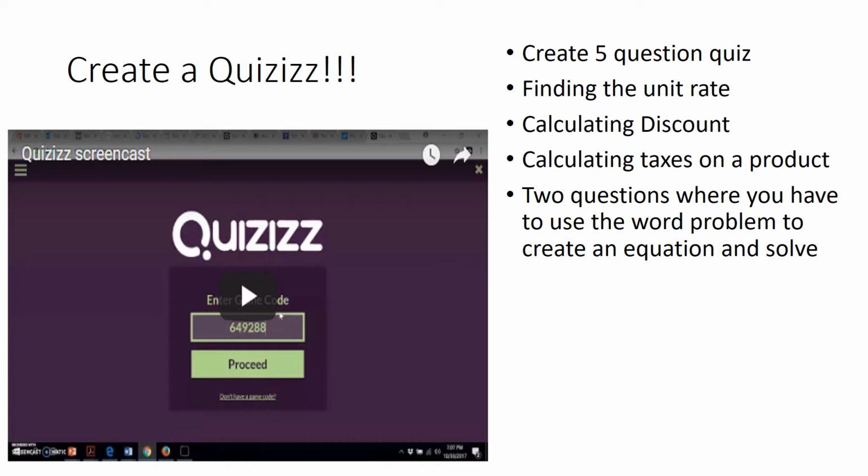After the presentation, each group was to create a quiz, and I allowed them to watch the quiz screencast I created for this class. Based off that, they created a 5-question quiz on finding the unit rate, calculating discount, calculating taxes, and creating an equation. But all of them had to be word problems. This was in preparation for a test that we are going to have coming up next week, actually.